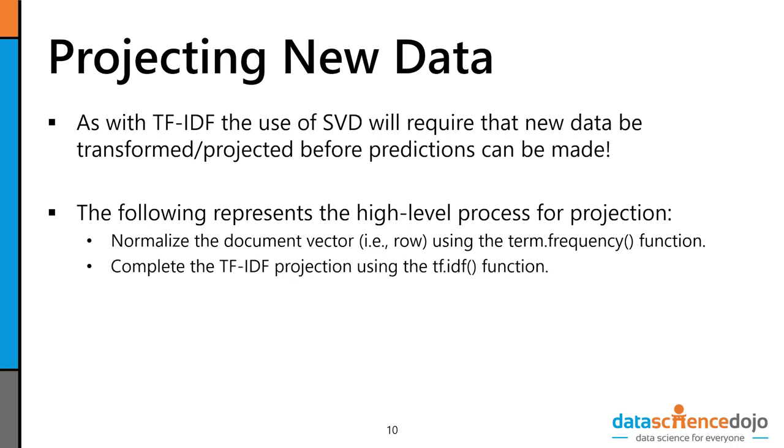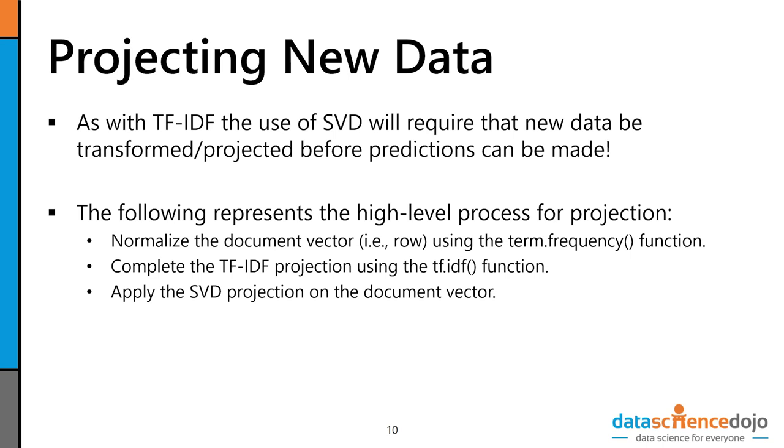Then after that, we have to complete the TF-IDF projection using the TF-IDF function. Because remember, we cached our TF-IDF values, and now we're going to use those to normalize any brand new data into that space. Now, right now, our training data is done. That's cool. But when we talk about the test data, data that flows in from the production system once we go live, this is the process that we'll have to follow. We'll have to tokenize, we'll have to bigram, trigram, whatever we're doing. And then we'll have to do the TF-IDF projection. And then lastly, the last projection we'll need to do is the SVD projection.